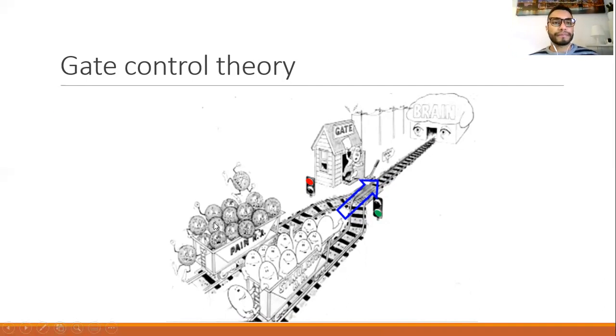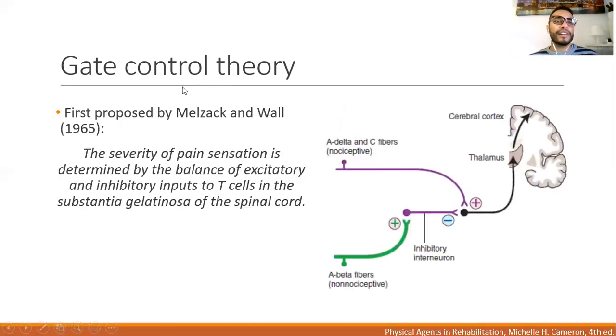stimulus. So this theory was first introduced by Melzack and Wall in 1965, and they described that the severity of pain sensation is determined by the balance of excitatory and inhibitory inputs to T cells. T cells, the inhibitory interneurons, T cells, in the substantia gelatinosa of the spinal cord.